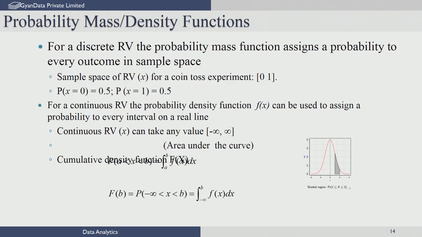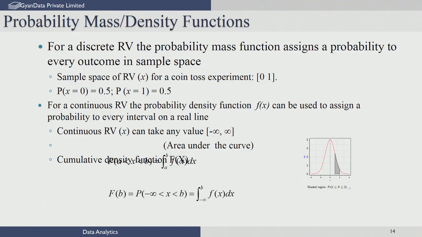Now, in the case of a continuous random variable, we define what is known as a probability density function, which can be used to compute the probability for the random variable within an interval. Notice, in the case of a continuous random variable, there are infinite outcomes, and therefore we cannot associate a probability with every outcome. However, we can associate a probability that the random variable lies within some finite interval.